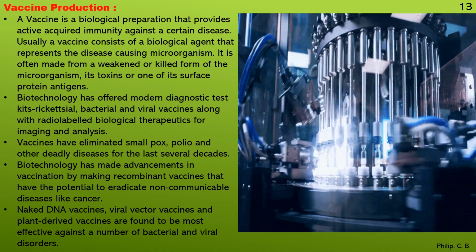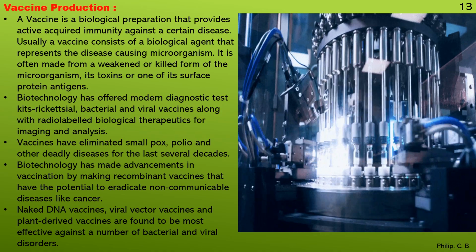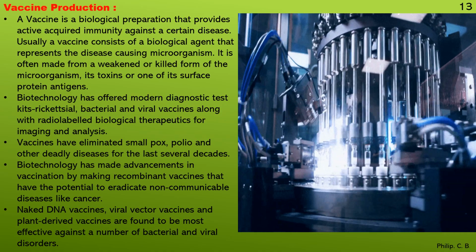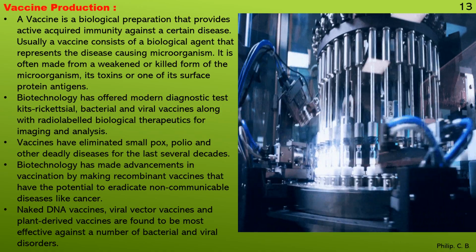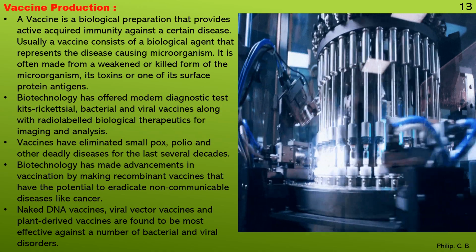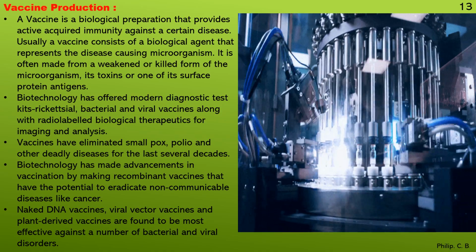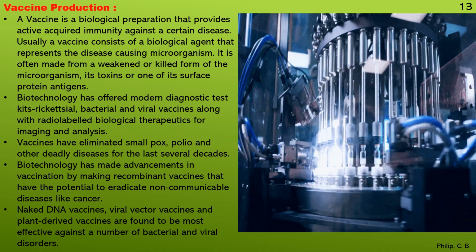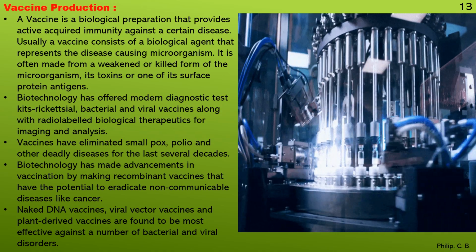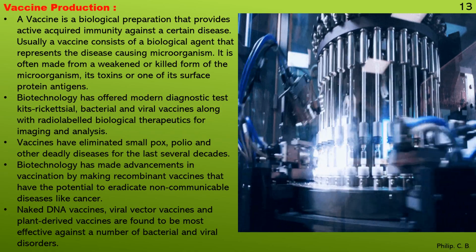So you can see how the production takes place in larger numbers, not only for people in India, but it is also exported to other countries, right? So we can see how the production takes place on a large scale. Coming to the points, a vaccine is a biological preparation that provides acquired immunity against a certain disease. Usually, a vaccine consists of a biological agent that represents the disease-causing microorganism. It is often made from a weakened or killed form of the microorganism, its toxin, or one of its surface protein antigens. What does that mean?